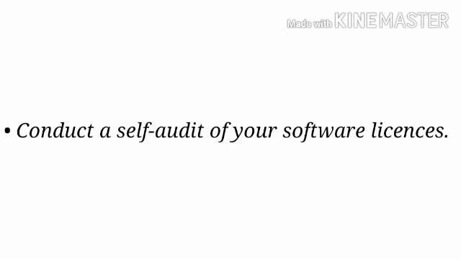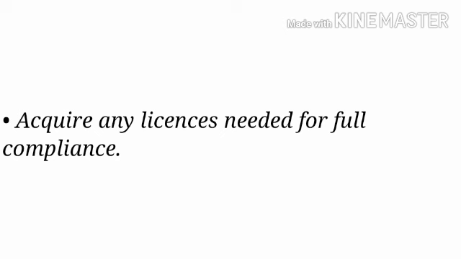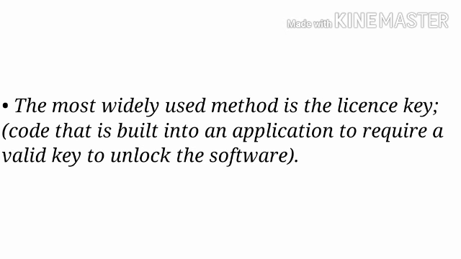Conduct a self-audit of your software licenses. Always conduct a regular audit, say monthly or six-monthly, to see how many licenses you have sold, and if possible check how many copies of the software are being used in the market at this moment. Acquire any licenses needed for full compliance. If you doubt that a particular customer of yours is illegally selling or distributing your software, you can simply block their license so that they will not be able to use the software anymore. The most widely used method is a license key.